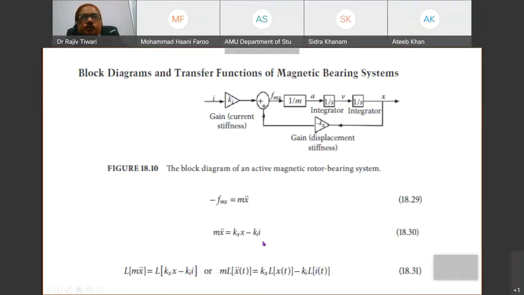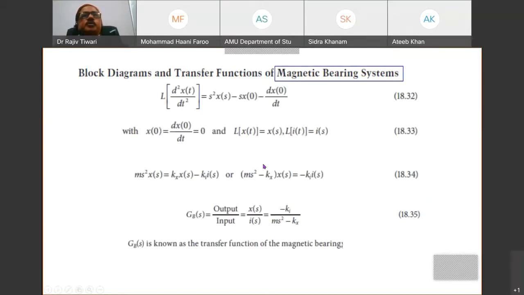So this equation, if we do the Laplace transform, the first term's Laplace transform is this, the second term is this. We know that the Laplace transform of a double derivative will have this form, in which x naught is the initial condition of the displacement, and this is the initial condition of the velocity. If we take the initial conditions as zero, this will give us the first term. Similarly, the Laplace transform of the current can be written like this.